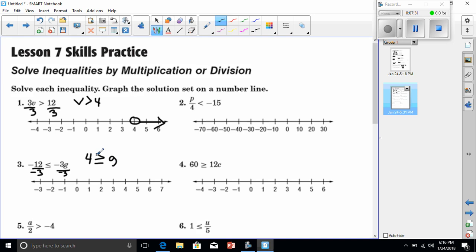So now I have to go to 4. I'll have to shade in my dot because it is greater than or equal to. And then I have to remember that g is actually smaller than 4. So if g is smaller than 4, I'll make my arrow this direction to show that it's smaller than 4.